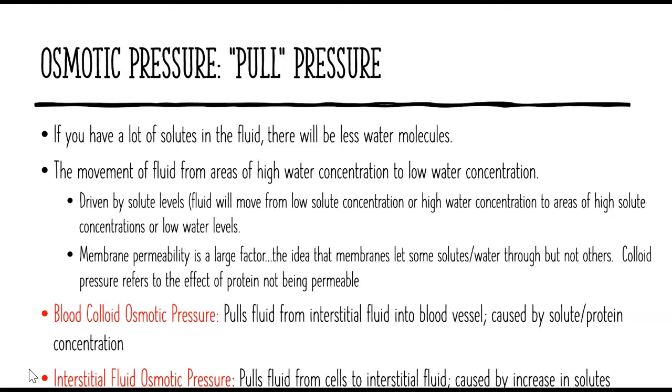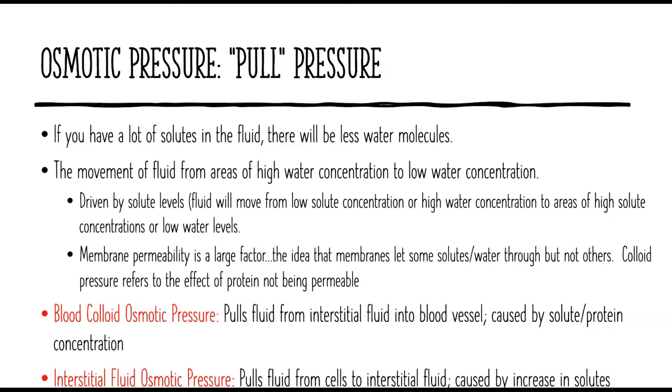The fewer solutes you have in the fluid, the more water molecules you have. And this is going to be what drives the pull pressure, which is called osmotic pressure. It's going to be driven by solute levels that will then pull water from one area to another, from an area of high concentration of water, which equals low concentration of solutes, to low. So osmosis is pulling water from high concentration to low concentration of water.